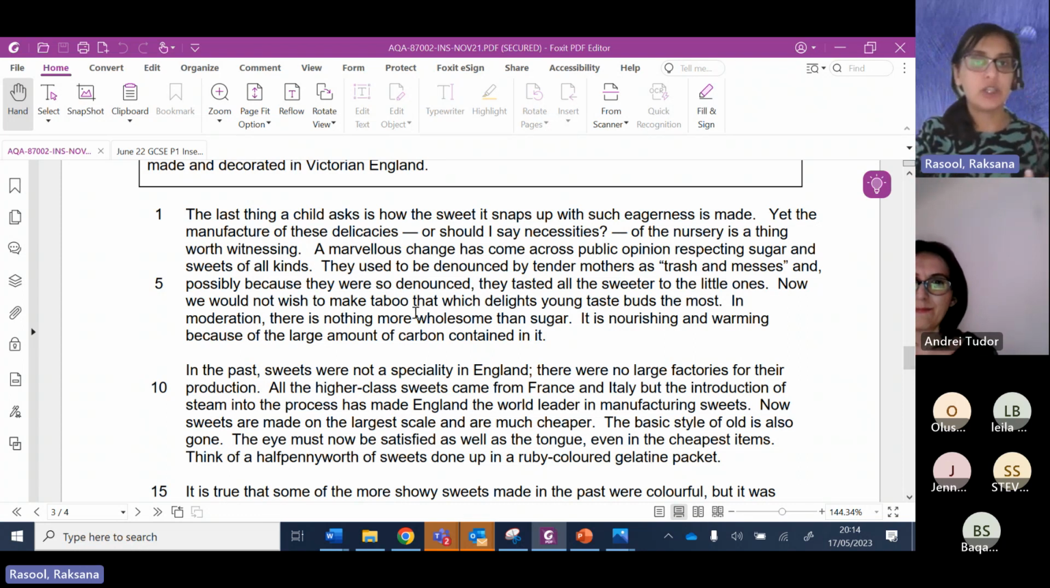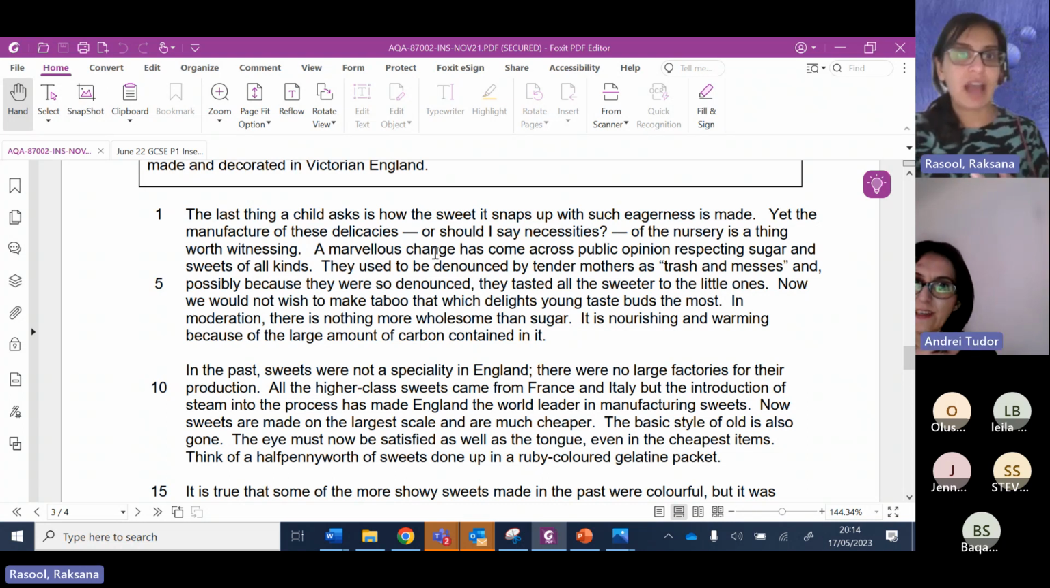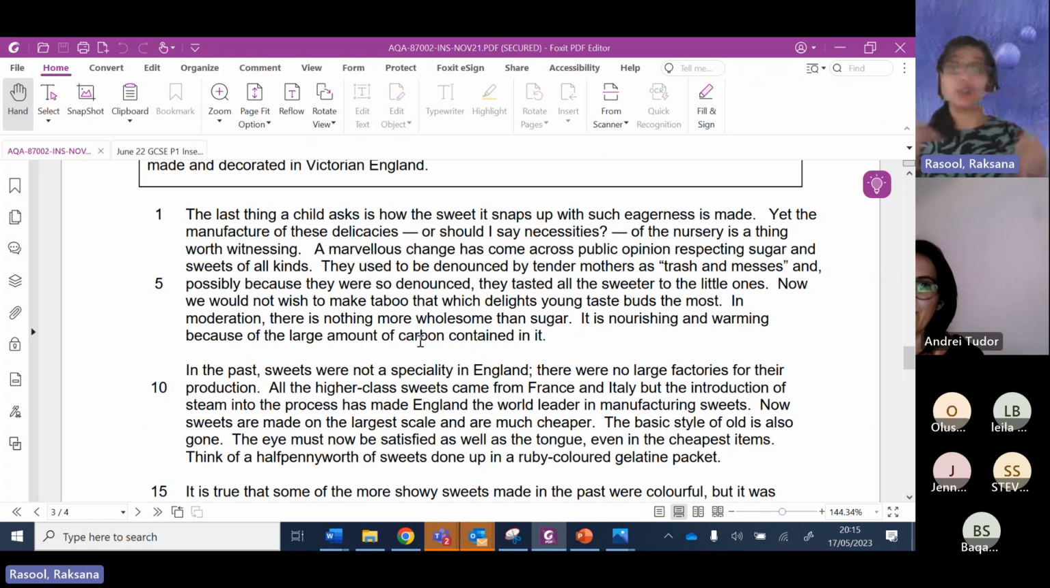But the attitude to sweets now is that they are a marvelous change. Yeah. That sweets are nourishing and warming because of the large amount of carbon. I mean, that's not the attitude to sweets now. If you have scientists, they would not be saying, yeah, give your children sweets, they're nourishing and warming. Okay. But here in 1868, that was a perspective of sweets.